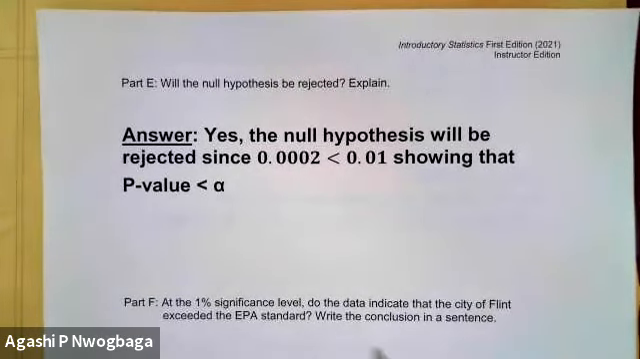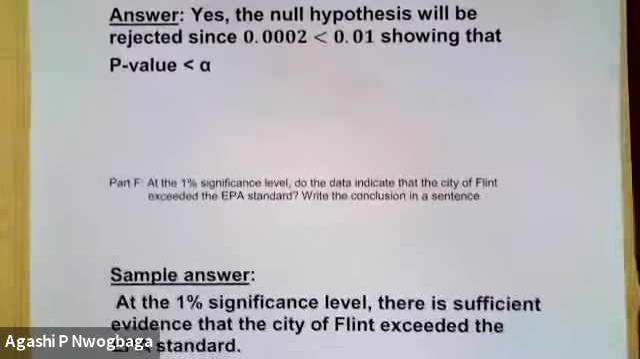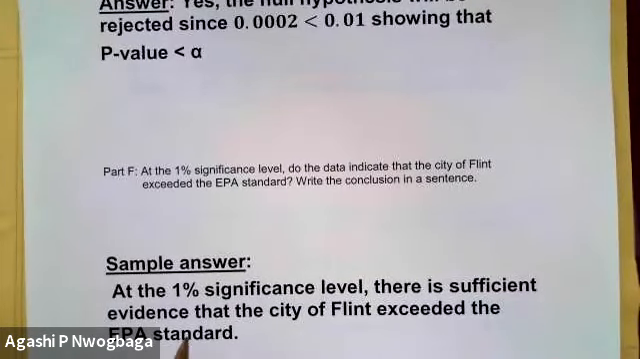At the 1% significance level, do the data indicate that the city of Flint exceeded the EPA standard? Write the conclusion in a sentence. Since we already rejected the null hypothesis, our conclusion will be: at the 1% significance level, there is sufficient evidence that the city of Flint exceeded the EPA standard.